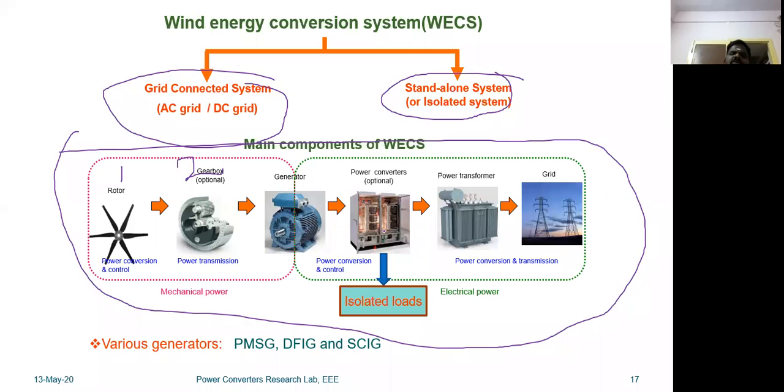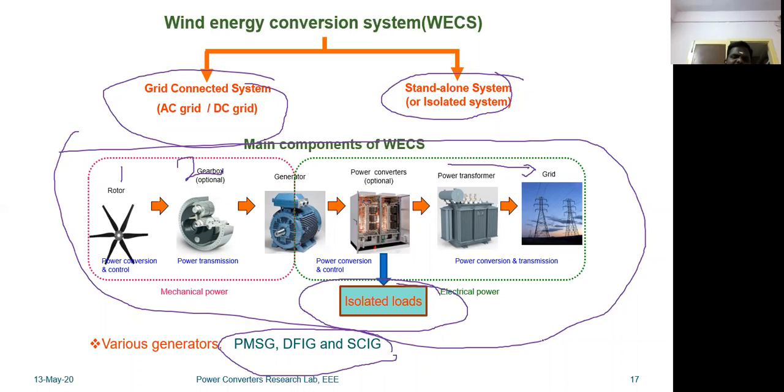So directly, one is observing the output from the power converter, which we can feed to the isolated load, or it is called a standalone, or otherwise it is possible to feed to the grid through the power transformer to match the voltages. So my talk is related to how to select the type of generators.